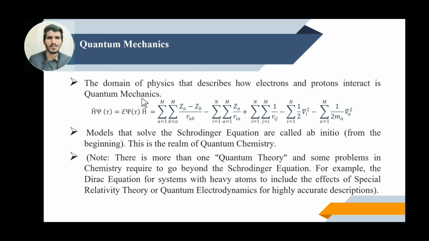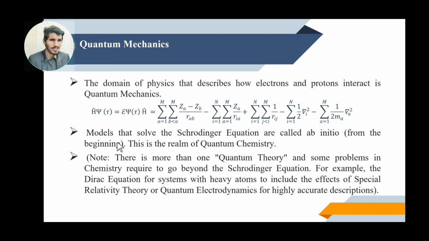Quantum mechanics is largely based on the Schrödinger wave equation. This is the time-independent form of the Schrödinger wave equation, which says H psi equals E psi, where H is the Hamiltonian operator, psi is the wave function, and E is the energy. The Hamiltonian operator is equal to the kinetic energy plus the potential energy, and this is its value.